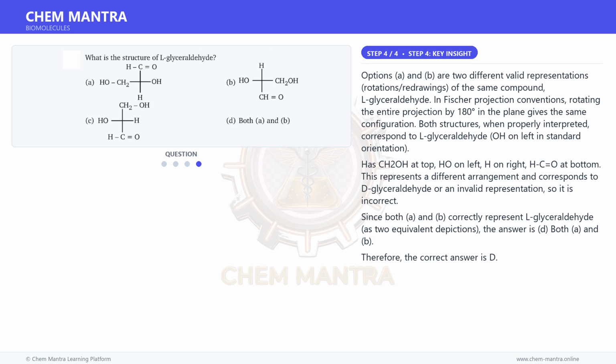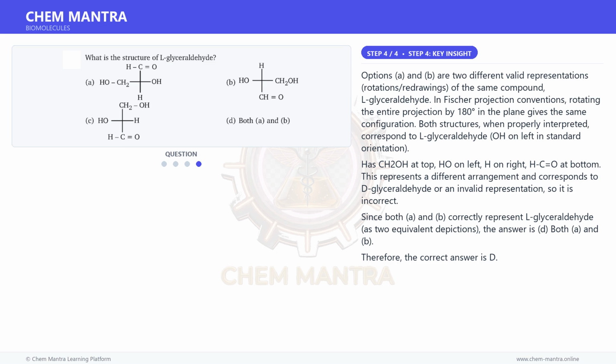And for the final step, options A and B are two different valid representations, rotations or redrawings, of the same compound, L-glyceraldehyde. In Fischer projection conventions, rotating the entire projection by 180 degrees in the plane gives the same configuration. Both structures, when properly interpreted, correspond to L-glyceraldehyde, OH on left in standard orientation.